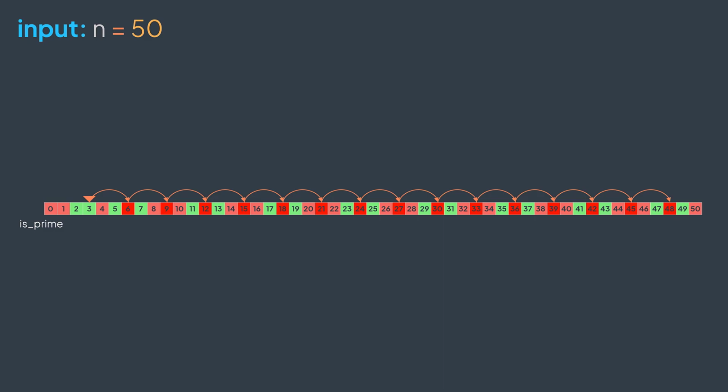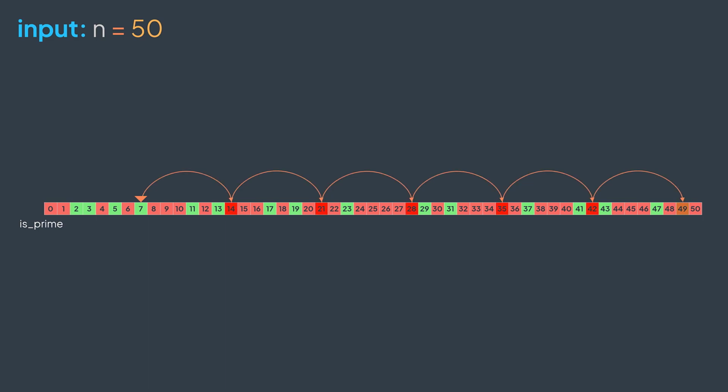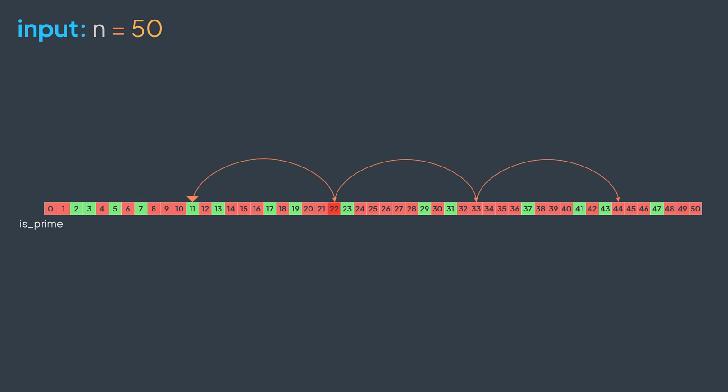Let's continue. The next prime number is 5. Multiples of 5 are 10, 15, 20, and so on. We set them to false. Next prime number is 7. We set its multiples to false. Next one is 11. We set its multiples to false. Then we have 13. Its multiples are 26 and 39. We set them to false. Then 17. Its only multiple is 34. Then 19. Its only multiple is 38. Then 23, its only multiple is 46.